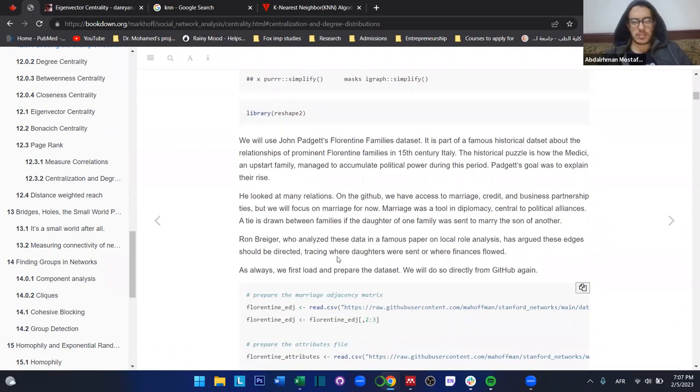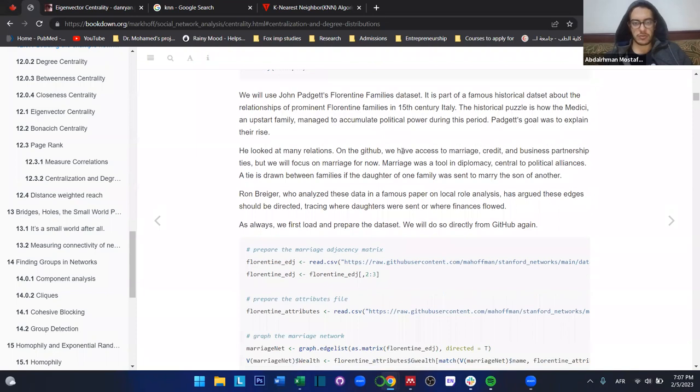So anyways, the data set we're currently discussing is about some 15th century families in Italy. And the question of interest in this particular data set was how a certain family, despite being an upstart family, managed to rise up through the ranks. And in network terms, that would be a less powerful family managing to accumulate power. And we would try to understand the different aspects of that power through the network measures we're about to apply.